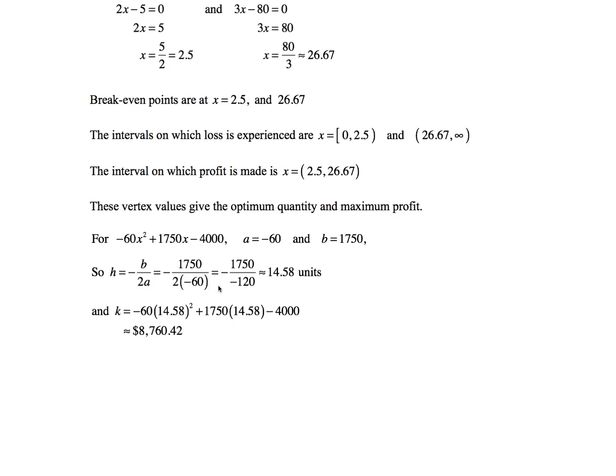2 times negative 60 is negative 120. And the two negatives cancel out and make this a positive. And 1,750 divided by 120 is 14.58 units. And we're not actually going to be able to manufacture 0.58 units. But go ahead and leave your answer as a decimal. That's okay.